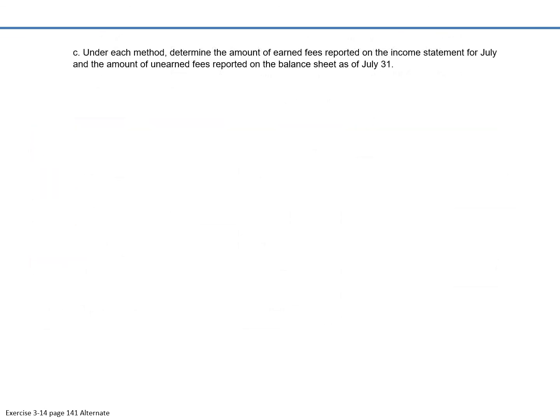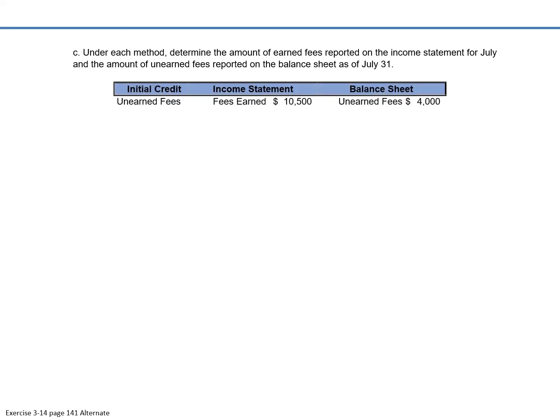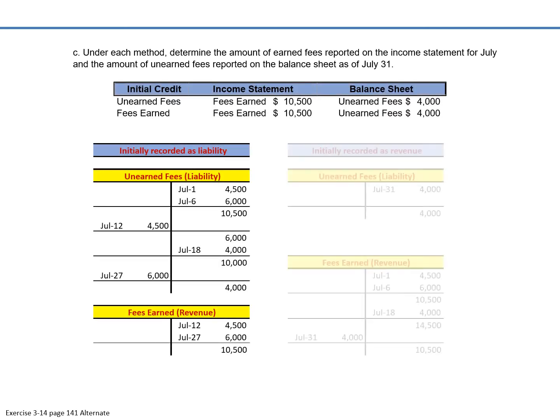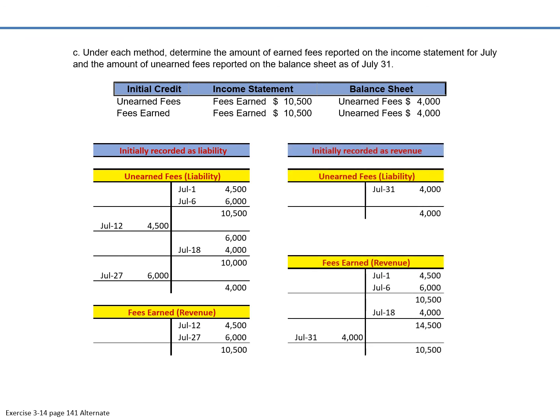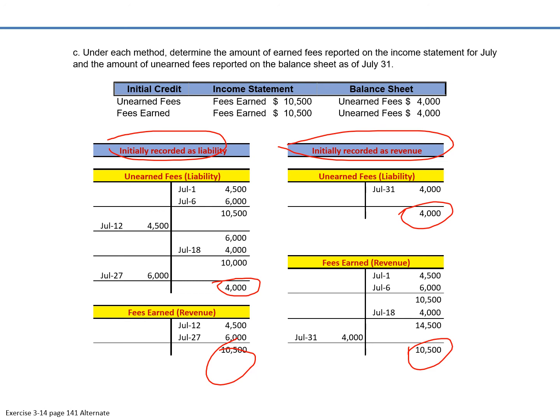And so in Part C, under each method, determining the amount of fees earned and the amount of unearned fees, same idea, right? When we initially record them as a liability, here's what happens. When we initially record them as a revenue, here's what happens. But you get to the same spot because you're making those adjustments. It's just whether you're making the adjustments to the fees earned account or to the unearned fees account. Okay? So hopefully that helps differentiate between the two ways, but you get to the same answer, okay?